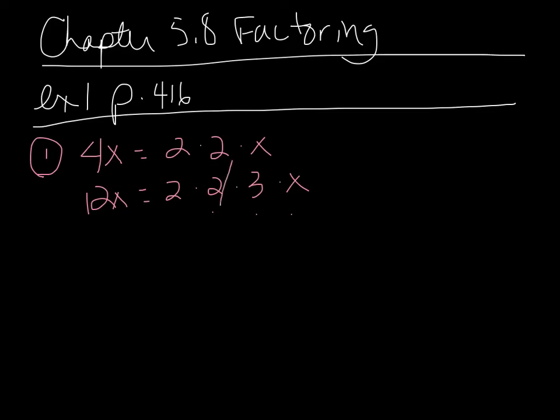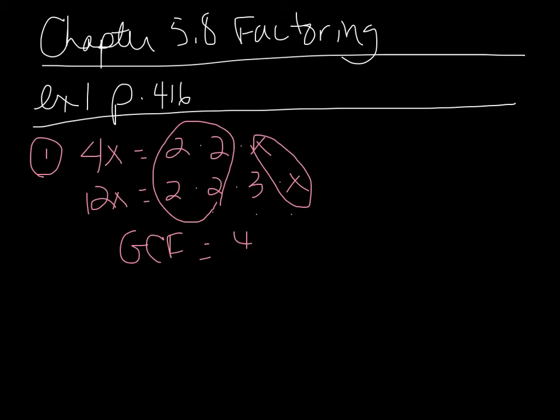So they're saying that what they have in common, both of them have 2 times 2, which is 4. And both of them have an x. So the greatest common factor of both of them is a 4x. So I can pull out a 4 in the 4x and a 4 in the 12x, but I can also pull out an x. So if I factored that out, I could get the greatest common factor would be 4x. Remember, we're undoing what we just learned.